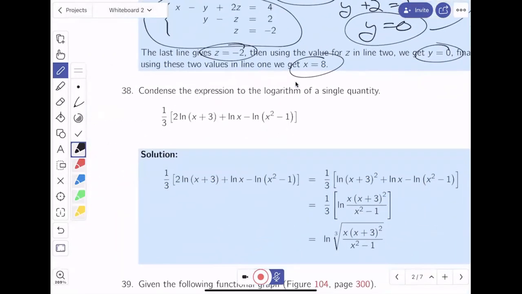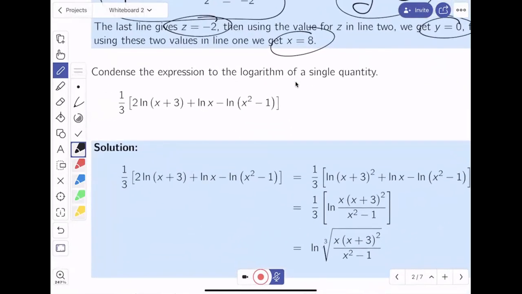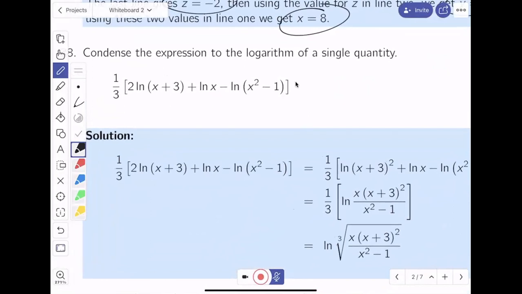All right, let's do number 38. Number 38 is a condensation. And that means I'm going to try to write a shorter expression if I can. It looks like a lot of work, but let's put this down. All right, so I'm going to put down 1/3. I'm going to work inside the grouping symbol first. This is ln of (x plus 3) squared plus ln x minus ln of (x squared minus 1).